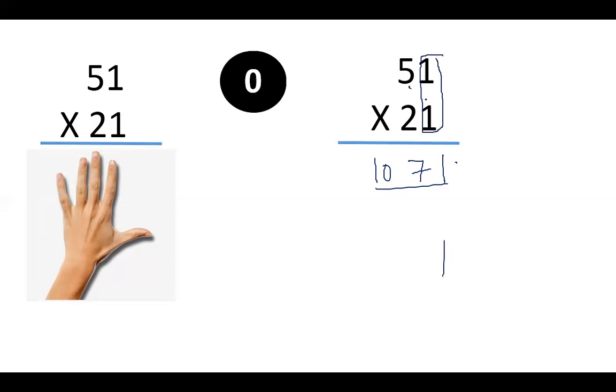Then cross multiplication, you got 5 into 1 is 5. Then 2 into 1 is 2. So 5 plus 2, you got 7. So you put here 7. Then you have 5 into 2, that is 10. So simply you write here 10. Okay. So you are proceeding from right to left. So this is sometimes also called the right to left method.